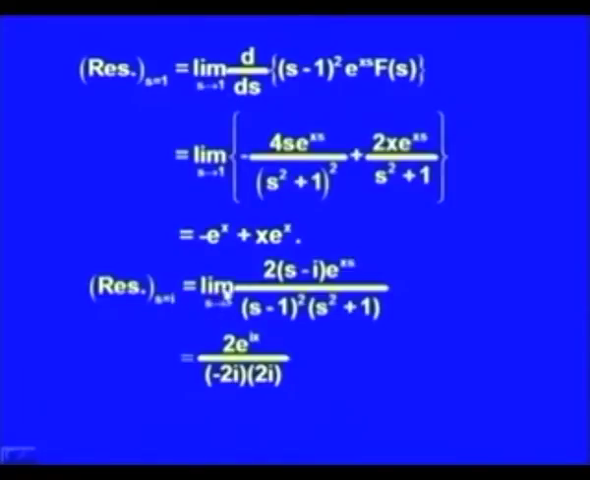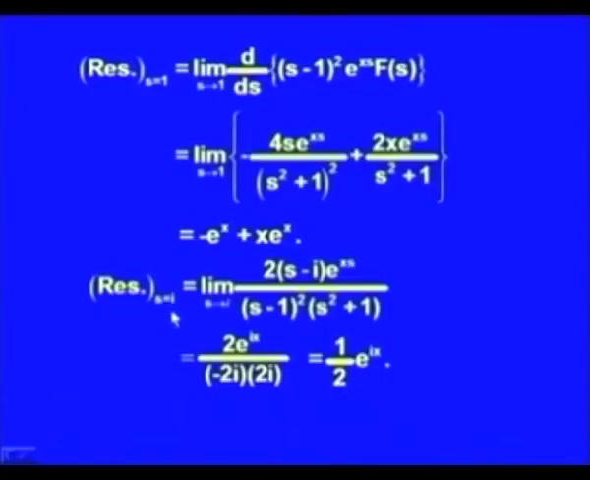It is again by a formula from complex analysis: the limit as s tends to i of 2 times (s minus i) into e to the power xs over (s minus 1) whole square into (s square plus 1), which will be equal to 2 times e to the power ix over minus 2i into 2i. If you let s go to i, the denominator becomes minus 2i into 2i, which after simplification is half of e to the power ix.